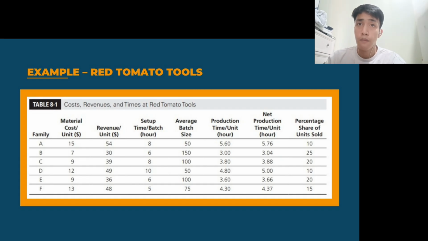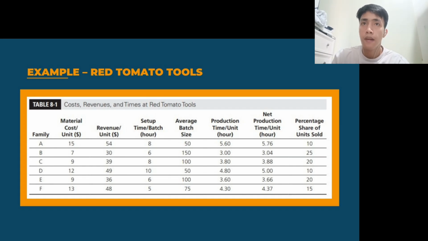So isa itong example ng manufacturing company na gumagawa ng gardening equipment and meron silang production facility sa Mexico. So, instead of focusing sa individual products, hinati nila yung items into 6 product families, labeled A to F. Ginagawa to para mas mapadali yung planning process kasi instead na isa-isahin yung bawat product, mas madali kapag nakagroup sila.